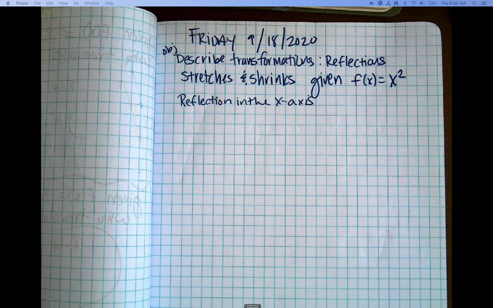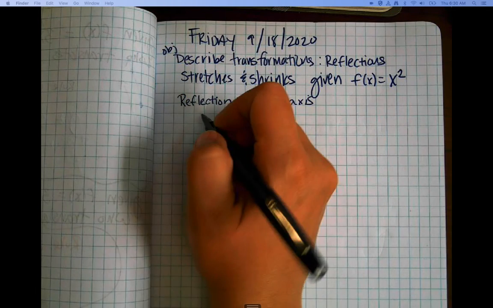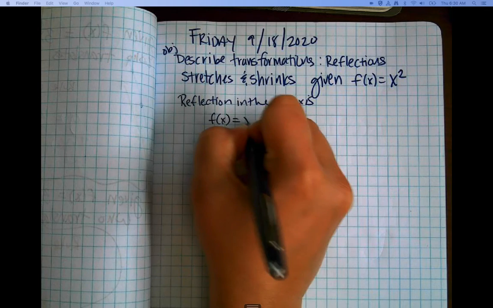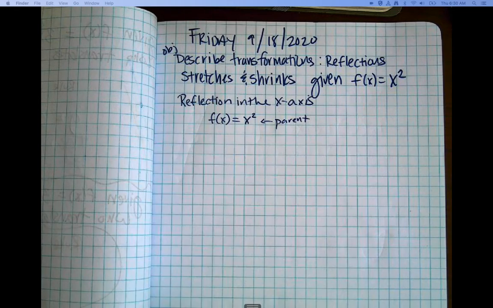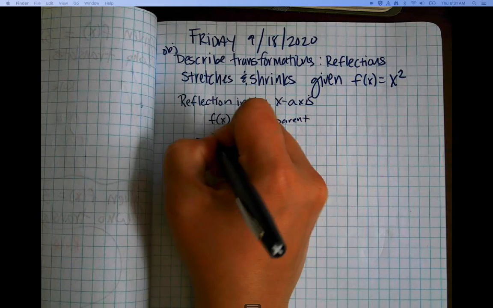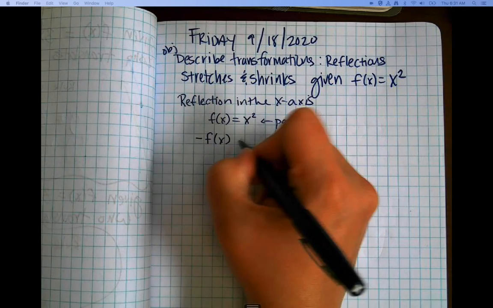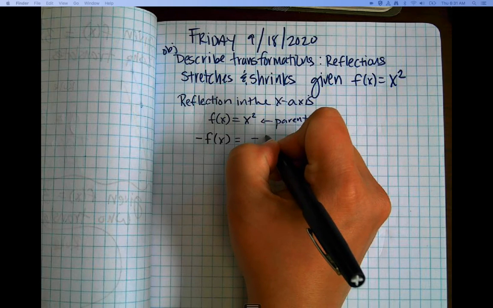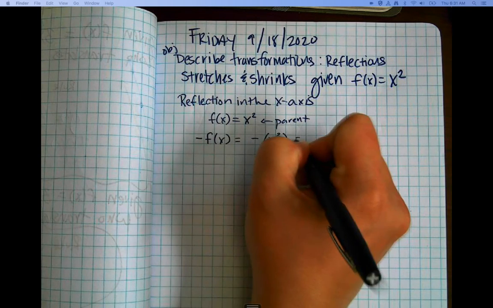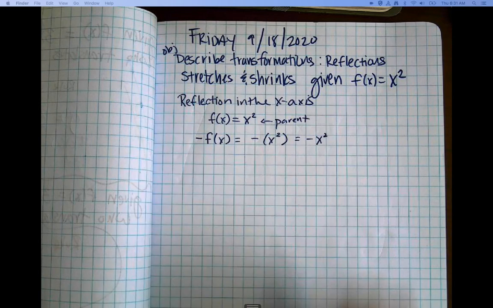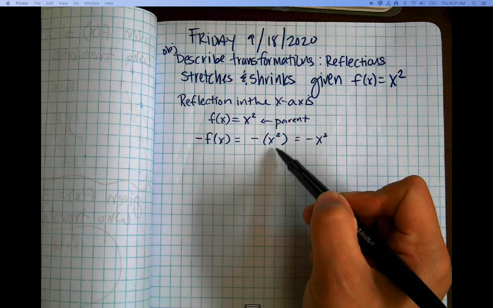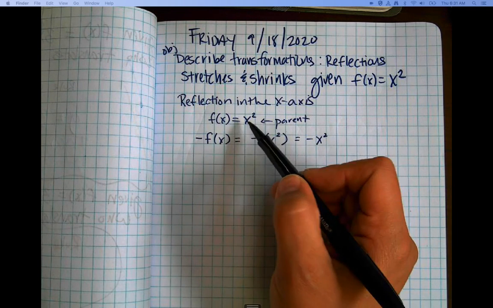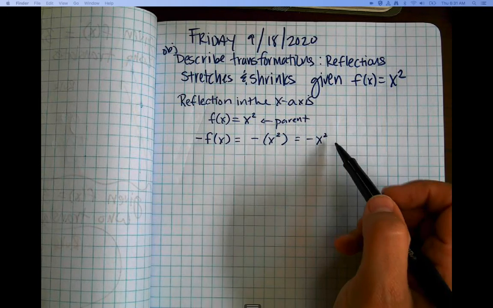Okay, so reflections in the x-axis. If we start with f of x equals x squared, remember that's the parent. Then to reflect or flip over the x-axis, we do a negative f of x. And that is equal to a negative x squared, because all you're doing is multiplying a negative times whatever f of x is. Because we are only manipulating the parent, there's no other shifts right now. This is what you get.